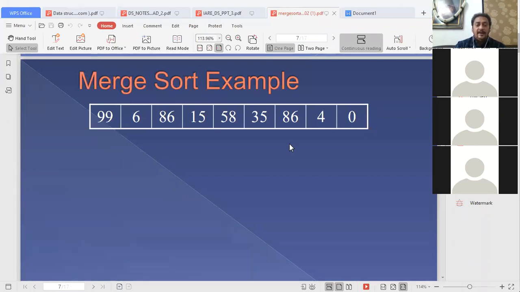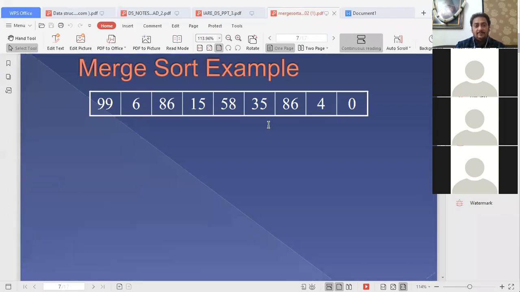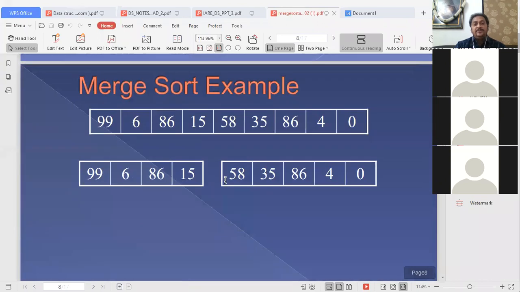9 different elements. We are supposed to make it into two parts. One can contain either 4 or 5, the other can contain the remaining ones. So this is the division we made in the second slide.